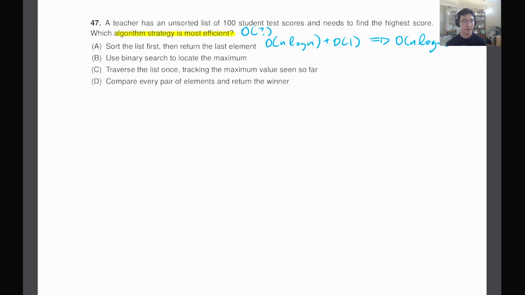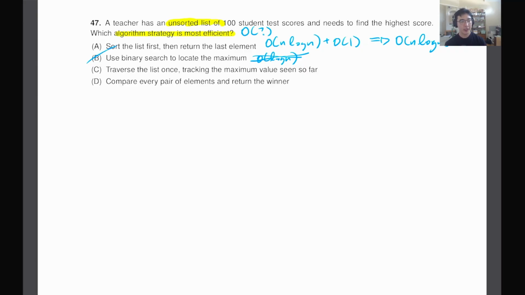B, can we use binary search to locate the maximum? Would that be most efficient? Well, binary search is log n. But the key thing is this is an unsorted list. You cannot use binary search on an unsorted list because it relies on eliminating half the search space each comparison. The only way you can safely eliminate half the search space is if the list is already sorted. So that can't be correct. B cannot be correct.